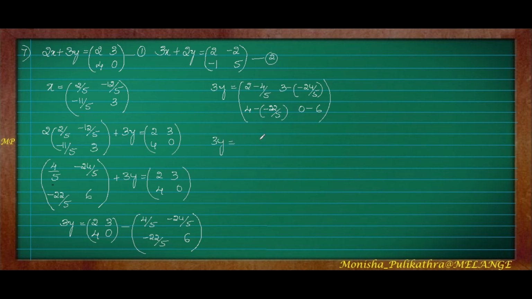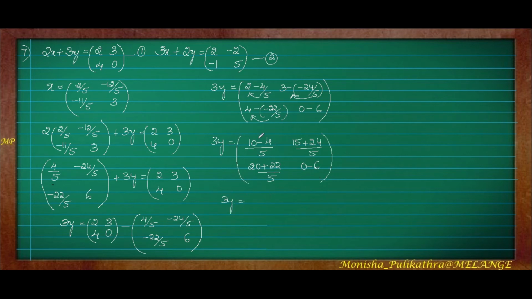So 3y is equal to, here when we take the LCM, so it will become 2/1. So 5 is the LCM here. So it will become 5 2s are 10 minus 4/5. Here minus into minus is plus. So again the LCM if we take, 5 3s are 15 minus into minus plus 24/5. Here 5 4s are 20. Again minus and minus become plus 22/5 and 0 minus 6.